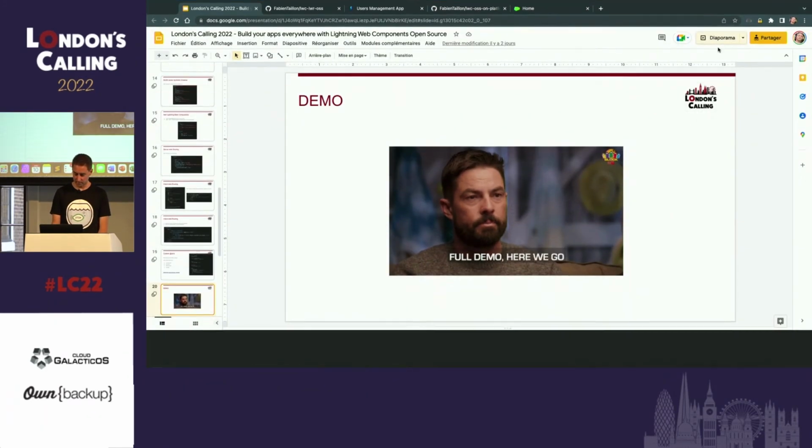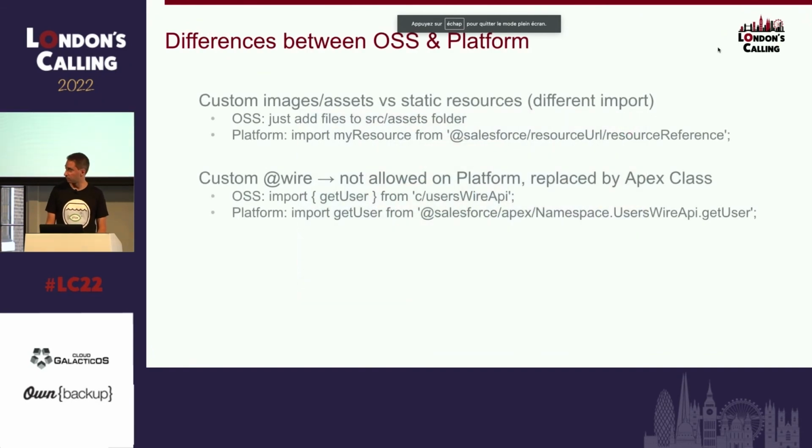So if I go back to my slides, the truth is not that simple. I mean, it's not a 100% identical component that you can deploy on both platforms, because there are some differences that you need to be aware of. Of course, there are some resources that are only available on Salesforce. Let's say you have a component that calls an Apex class or a static resource, for instance. If I want to add an image when I'm on Salesforce, I need to add it as a static resource and import it like this with the Salesforce resource URL. And on OSS, you will just copy paste it in your asset folder, and that's it. So it's a little bit different in the way you import your file in your component.